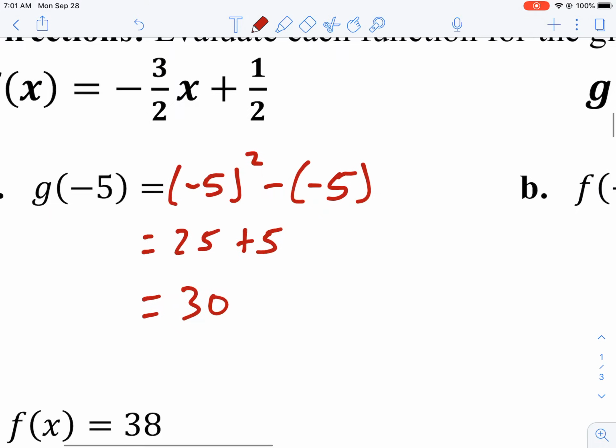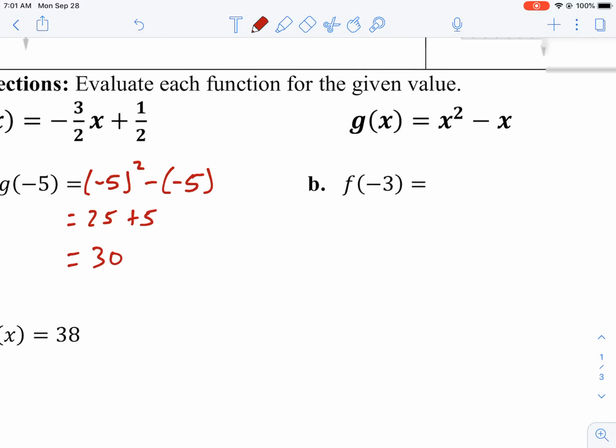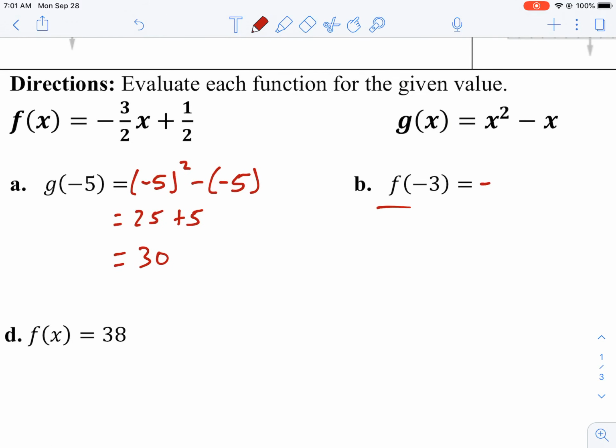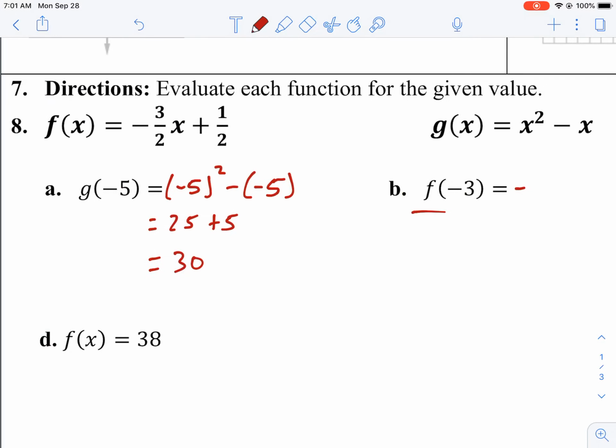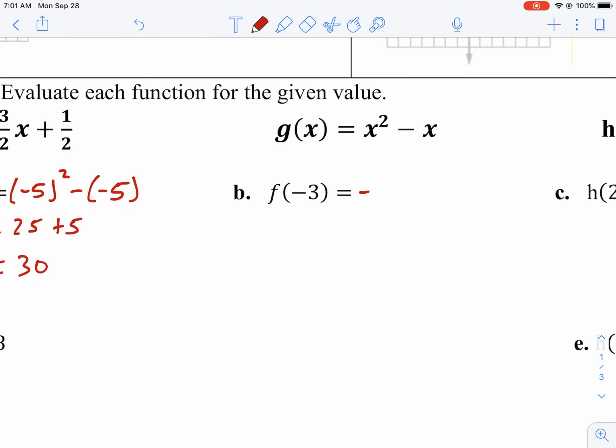B, we're plugging in negative 3. So again, this time we're going into the F equation. We got to match our letters up. So we have F and F right there. So we have negative 3 halves times negative 3 plus a half.